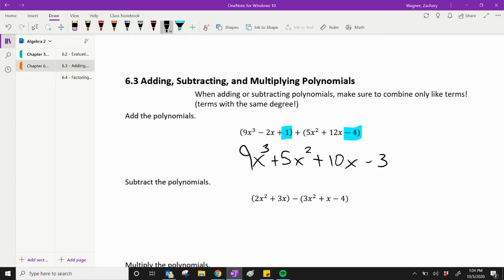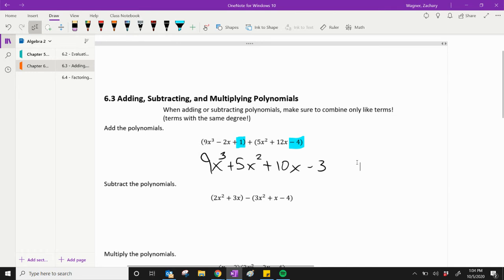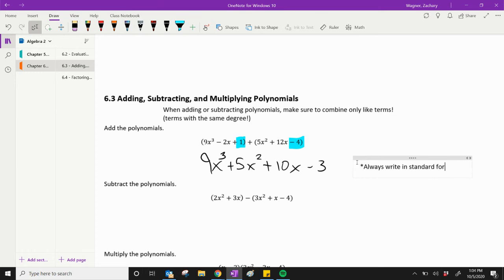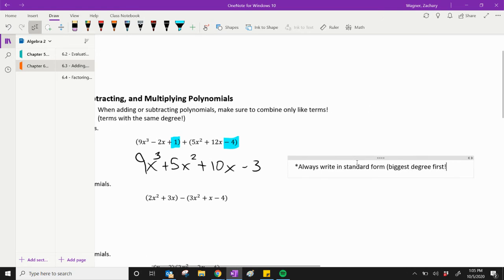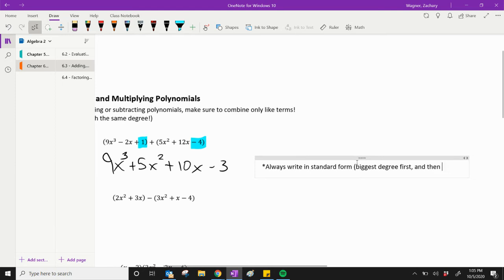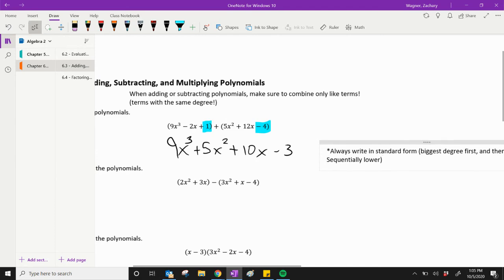Always write these in standard form, which is biggest degree first, and then sequentially lower. So after 3 goes 2, then 1, then your constant is 0. Always go 1 lower.